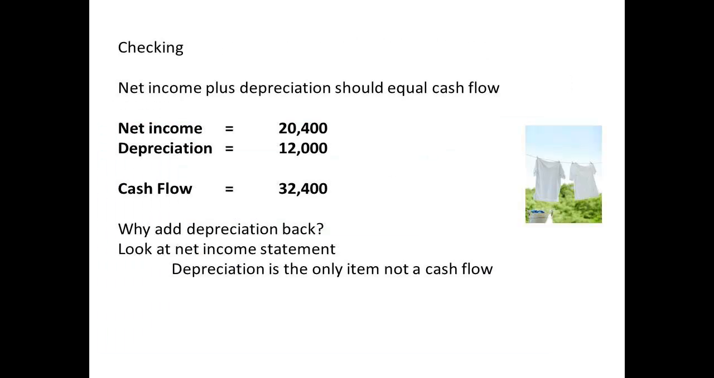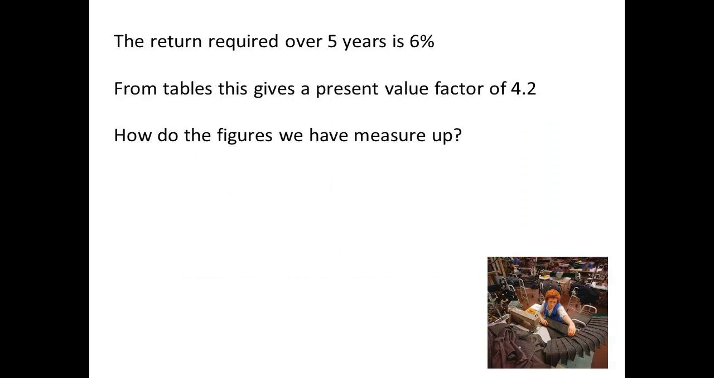We can state this more simply by stating net income as $20,400 from the income statement and adding back depreciation of $12,000 to give a cash flow of $32,400. On the income statement, note that depreciation is the only item that is not a cash flow. If the return required over 5 years is 6%, we can look up the tables to find this gives a present value factor of 4.2.